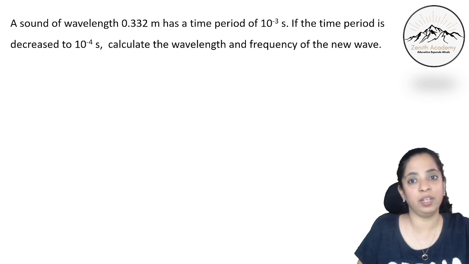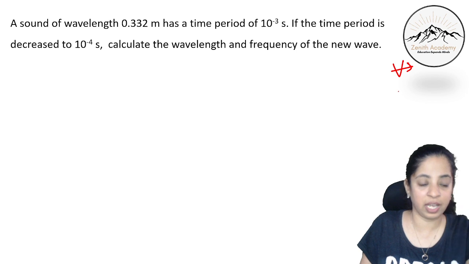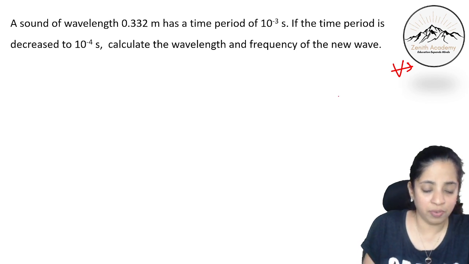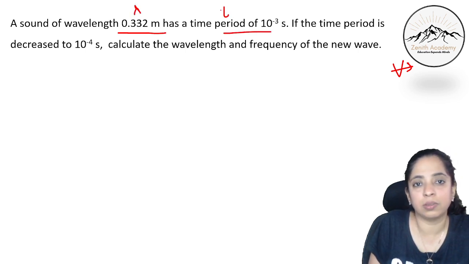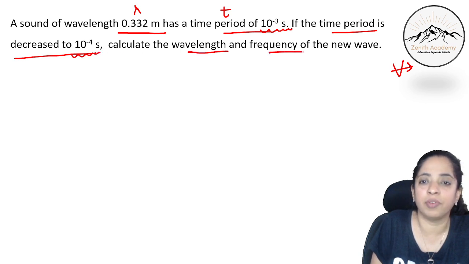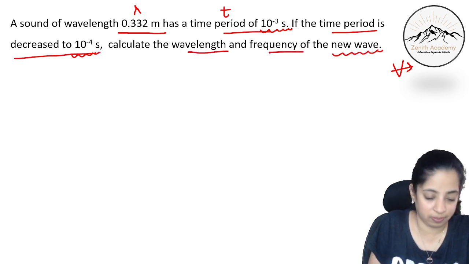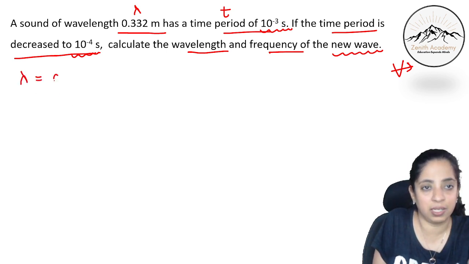Now this one is very interesting question, children. Very interesting. Please note this down. This is a very nice question. A sound of wavelength 0.03 meter. So this is wavelength. Has a time period of 10 raised to power minus 3 second. If the time period is decreased to 10 raised to power minus 4 second, calculate wavelength and frequency of the new wave. Okay. Now initially the wavelength is 0.332 meters.